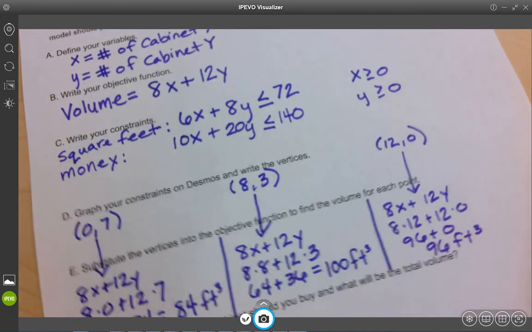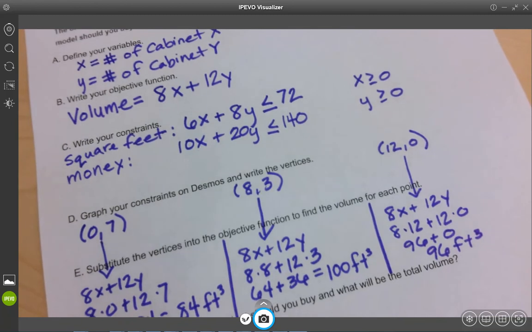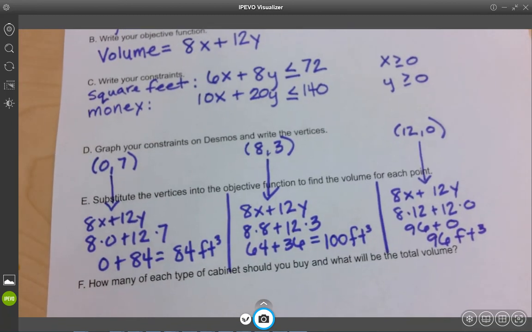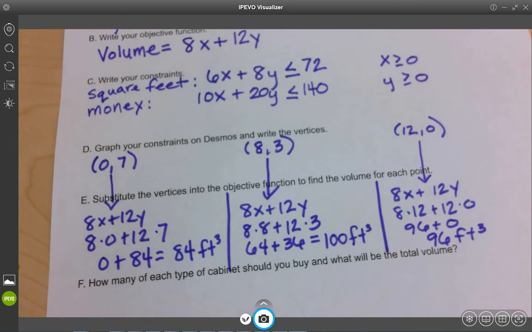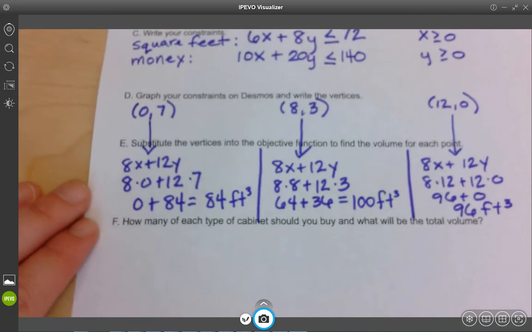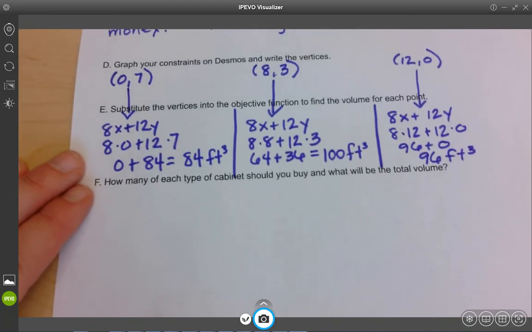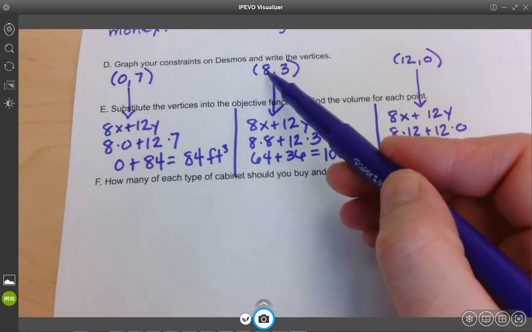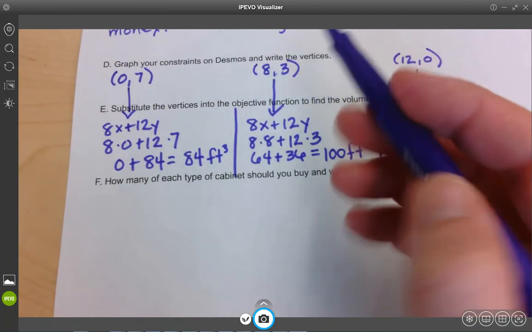All right, so what is the maximum cubic feet I can get? It's not 84. What's the biggest I can get? 100. Good. 100 is the biggest. And so I should get 8 cabinet X's and 3 cabinet Y's.